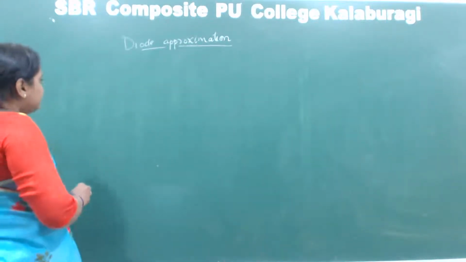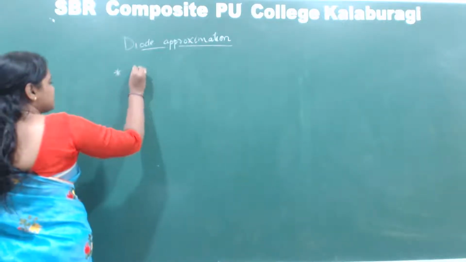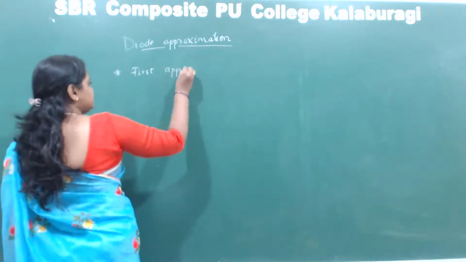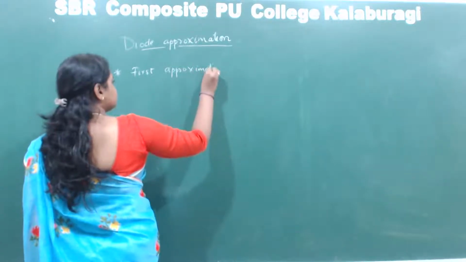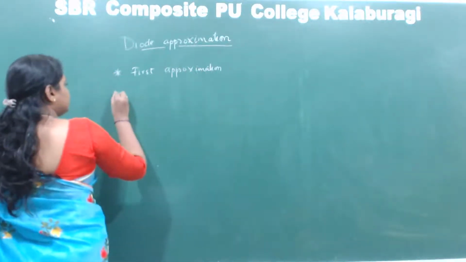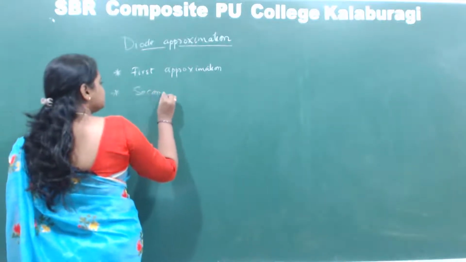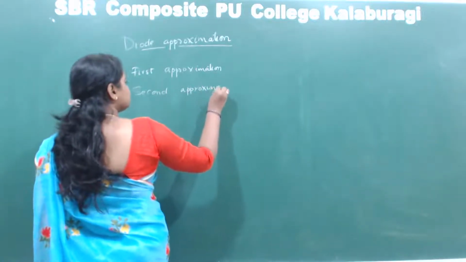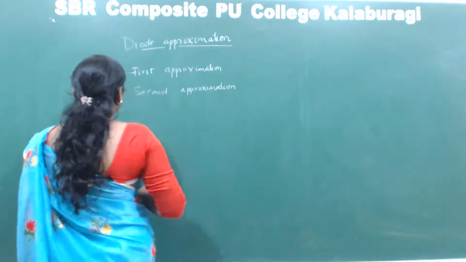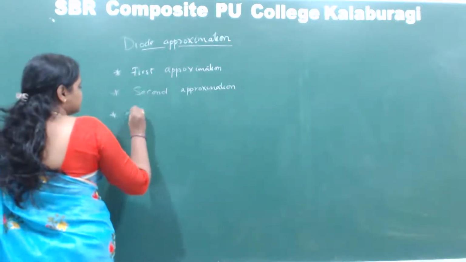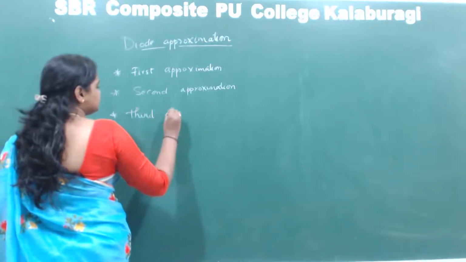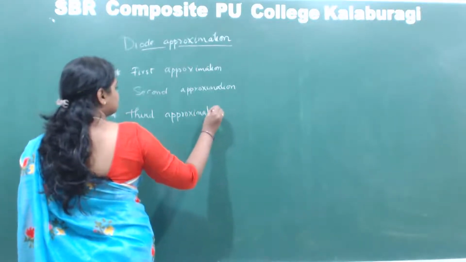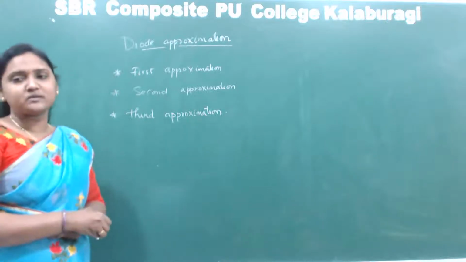So in this topic, the diode approximation, basically we will be studying three approximations. First approximation, the second approximation, and the third approximation. So what are these approximations basically?